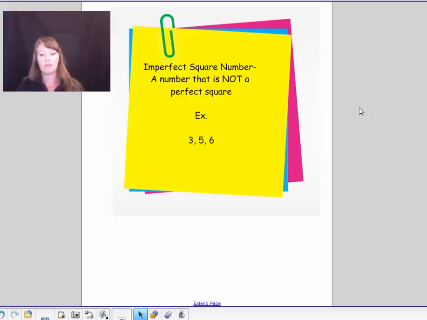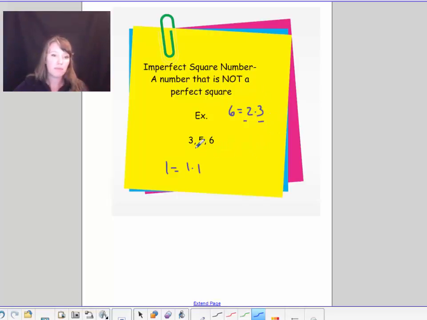I was thinking of 1 because 1 is, oddly enough, a perfect square. It's the first perfect square because 1 has identical factors of 1 and itself. So 1 is not an imperfect square number; it's actually a square number. But 3 is a prime, so it has no factors other than 1 and itself. 5 is also prime. 6 is not a prime, but its factors are 2 and 3, so they're not identical, right? 2 and 3 are not the same number. So 3, 5, and 6 are examples of imperfect squares.